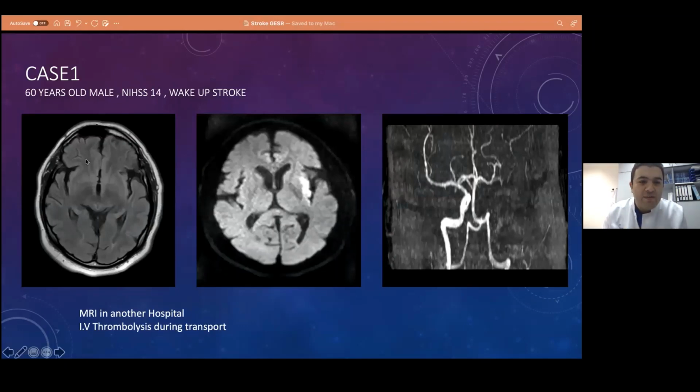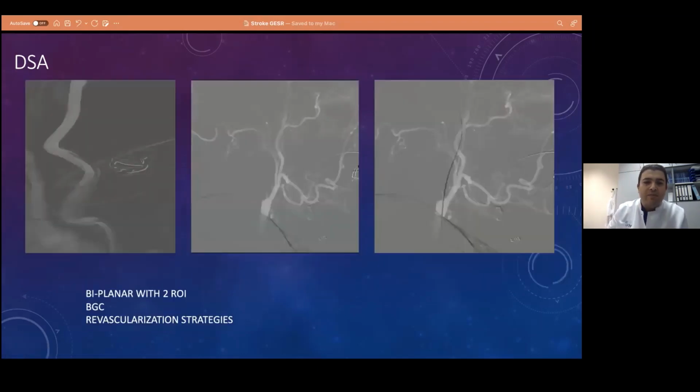As you see here on the left side, this is a T2 FLAIR, and I don't see any infarct or edema. In the diffusion-weighted image, you see acute infarct in the insular ribbon, and if you look at the time-of-flight MR angiography, you have no flow in the internal carotid artery on the left side. This patient already had IV thrombolysis during the transport from the other hospital, and we went to the angiography suite.